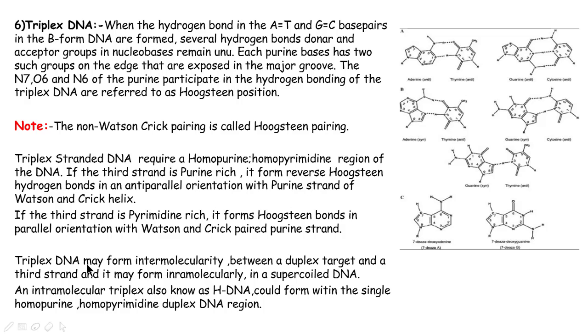Let's see, the triplex DNA may form intermolecularly between a duplex target and a third strand. It may form intramolecularly in a supercoiled DNA. Okay. An intramolecular triplex, also known as H-DNA, could form within a single homopurine, homopyrimidine duplex DNA region.